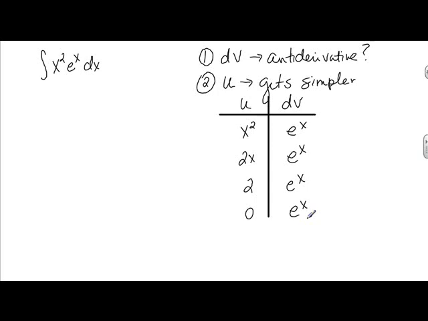Alright, now we're going to draw some arrows to help us stay focused and keep organized. Diagonals from the u column to the next lowest line on the dv column, and then a horizontal across the bottom. We're going to start with labeling the first arrow with a plus sign, and then alternate after that. And we're going to multiply the diagonals and integrate the horizontal.